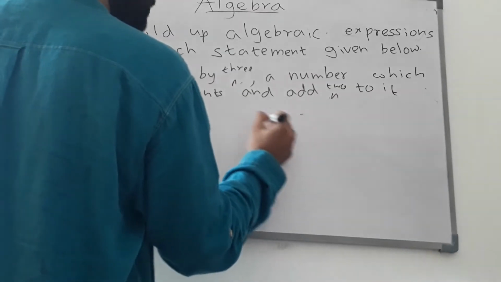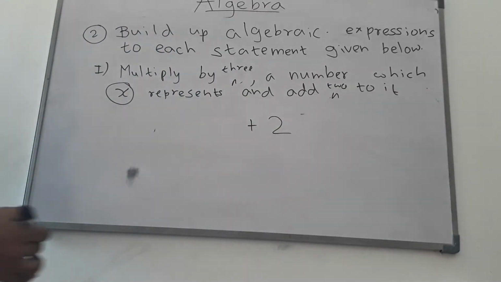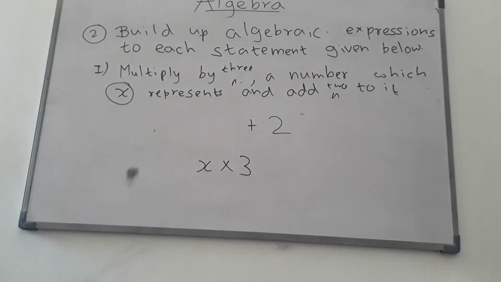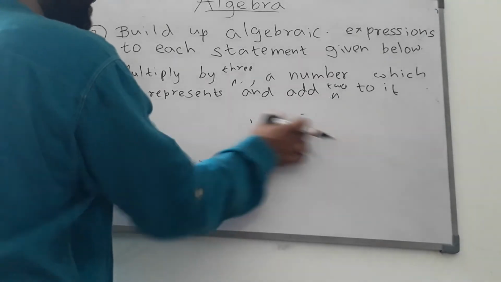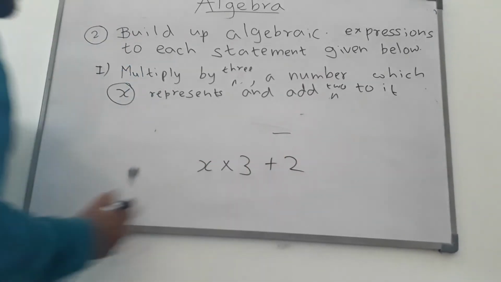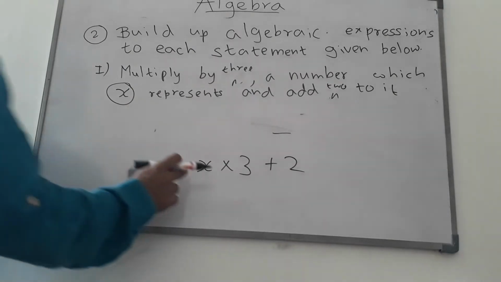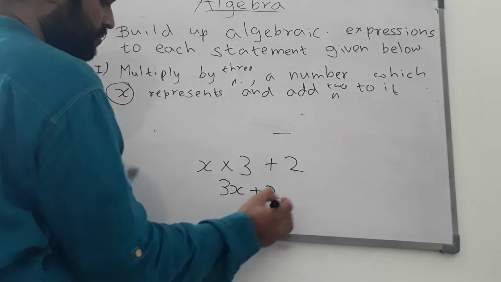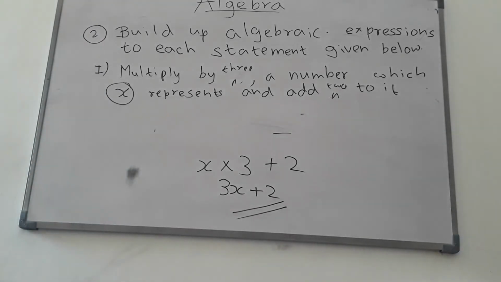So we have to add 2 to a number x which is multiplied by 3. Okay, so we have to add 2 to the product of x and 3. So 3 times x means 3x. 3x plus 2 is the answer.